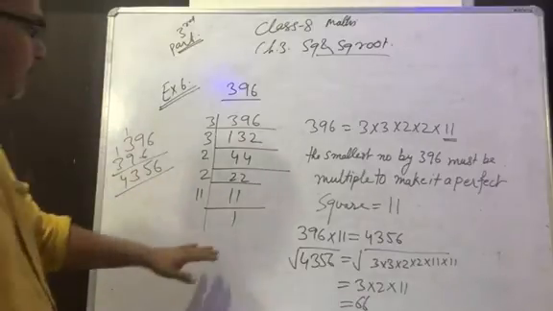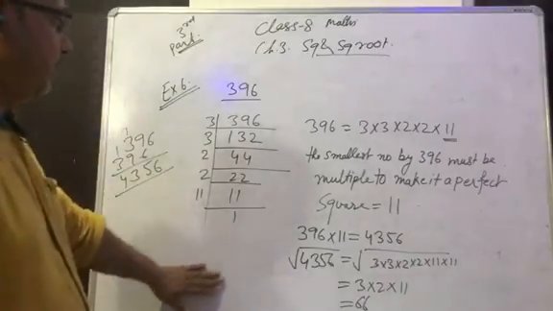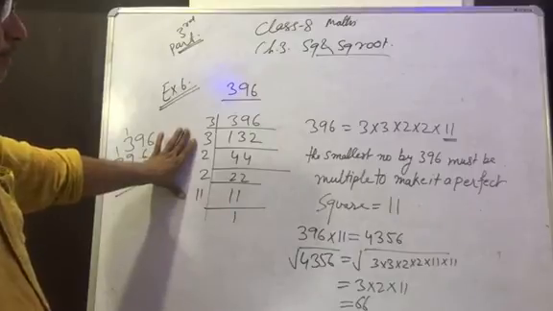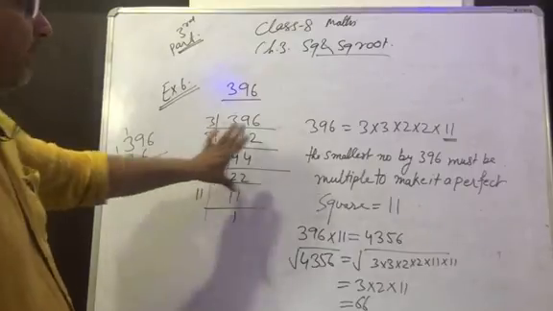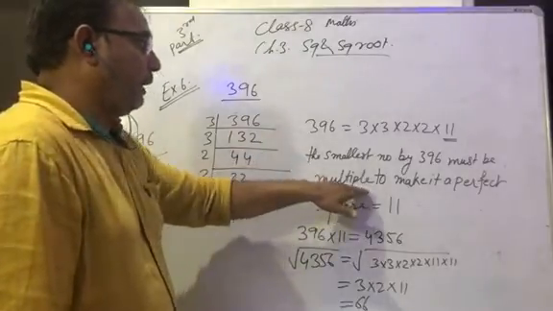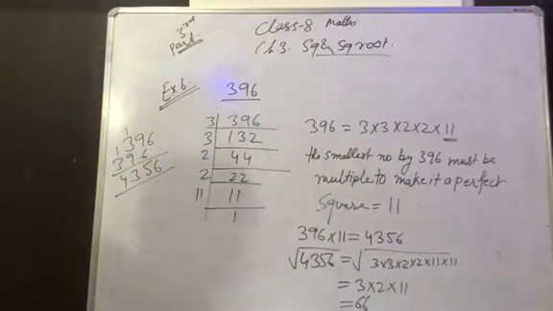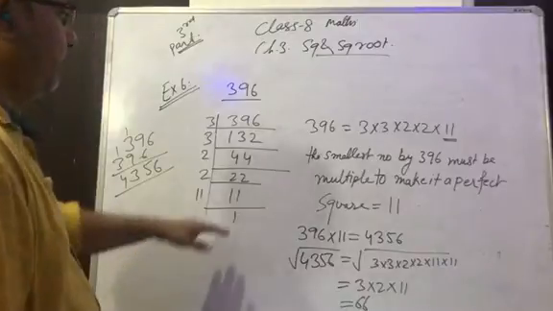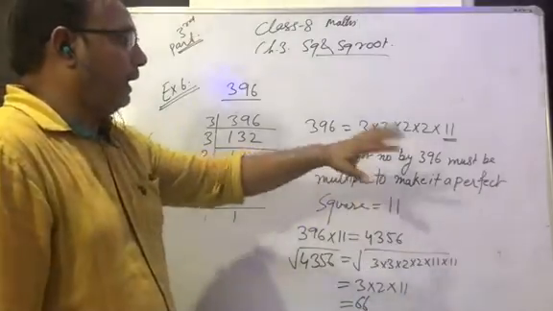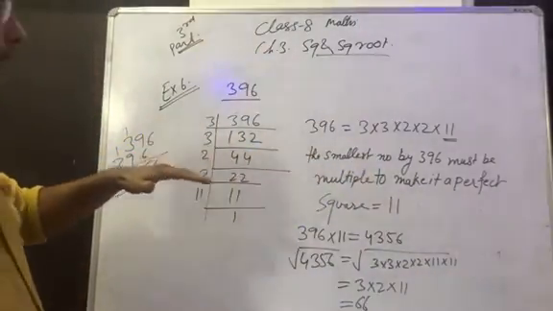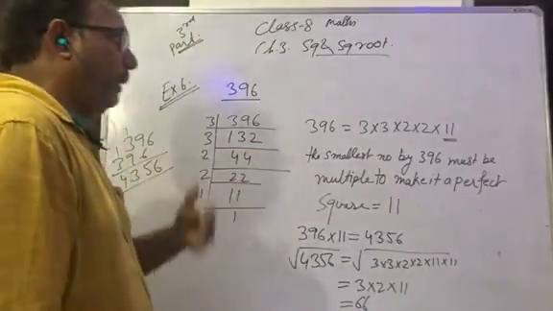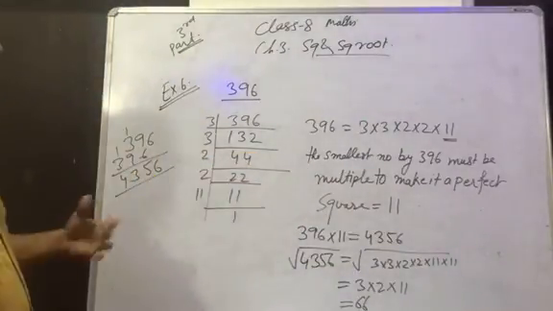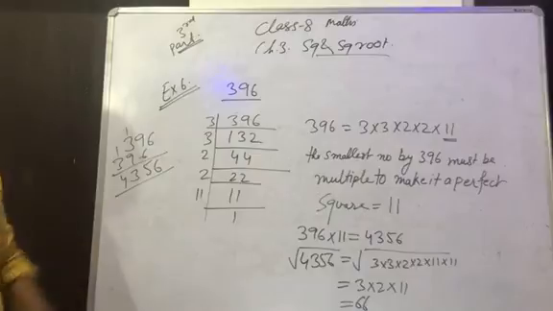I think this is clear: how to find the smallest number which must be multiplied to make it a perfect square number. In the next video, I will tell you about the smallest number by which a number must be divided to make it a perfect square number, in the next part of this video.